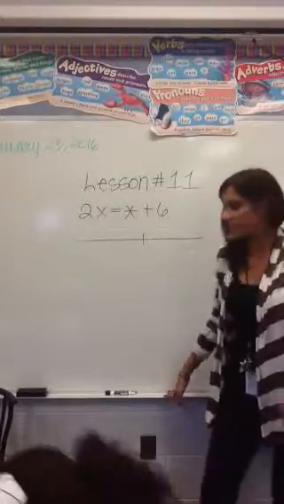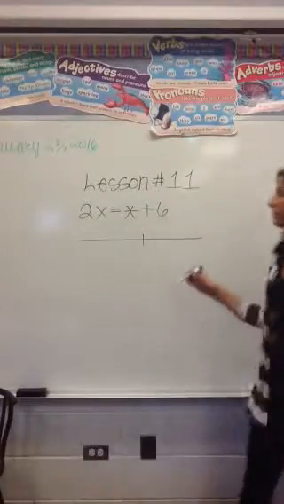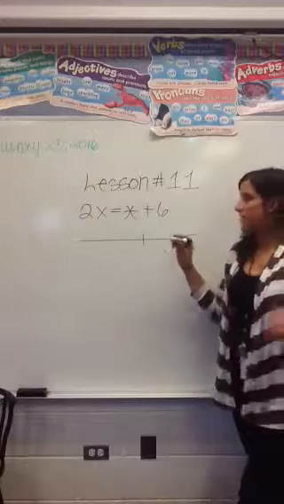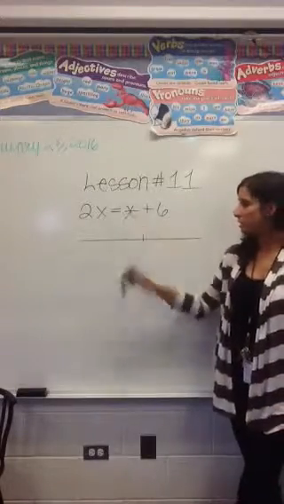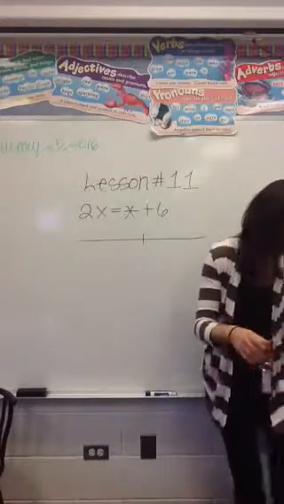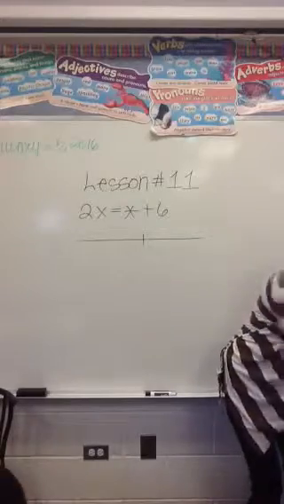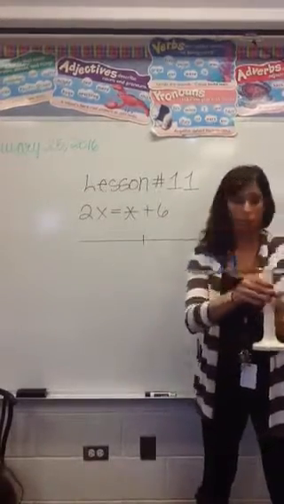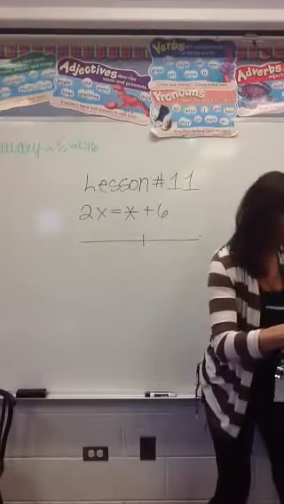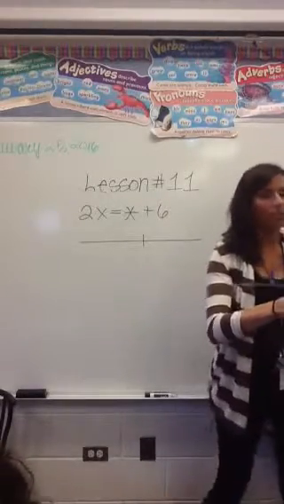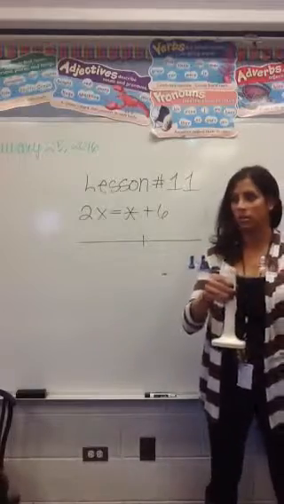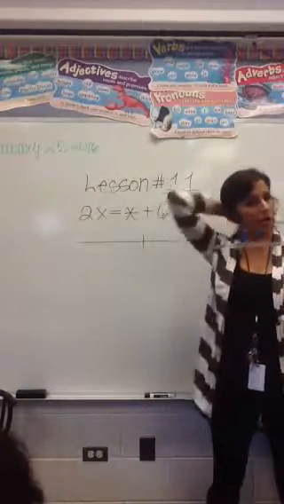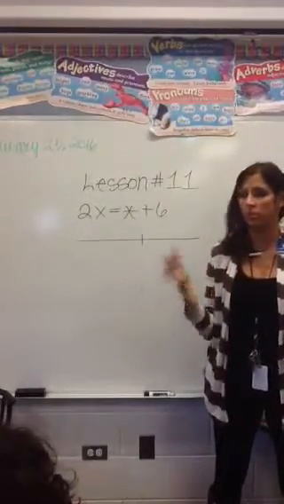Okay, so this is lesson 11. So I'm going to go ahead and set up my balance, but here is the equation. So my class can go ahead and set this up. So we have 2x equals star plus 6.